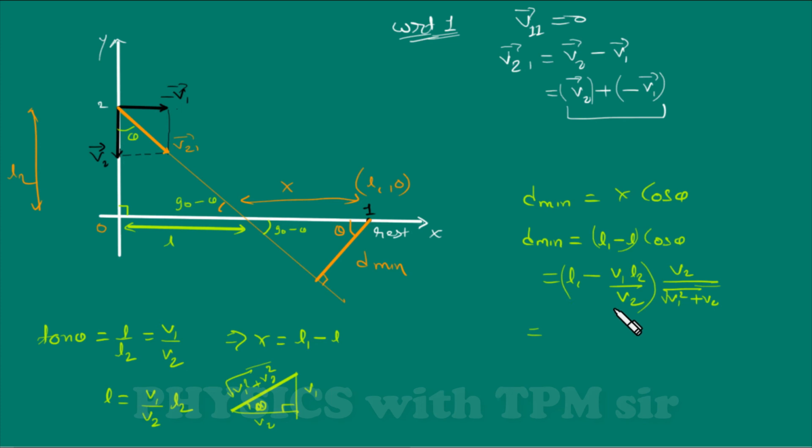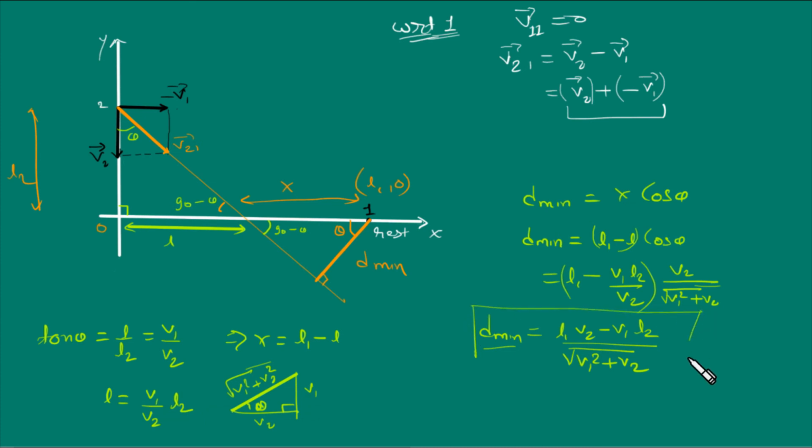I will say this is L1 v2 minus v1 into L2, v2 will be cancelled out, and we will get under root of v1 square plus v2 square. This is d minimum. So this is I think a lot easier to solve. And how can we find time? So this is also not difficult.